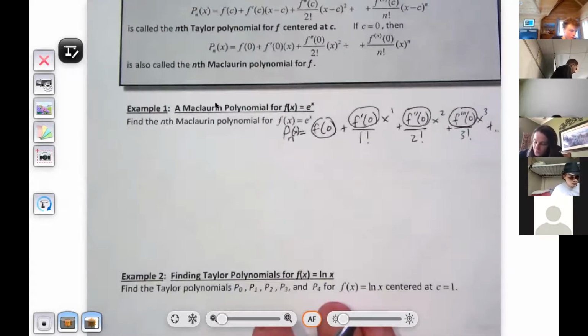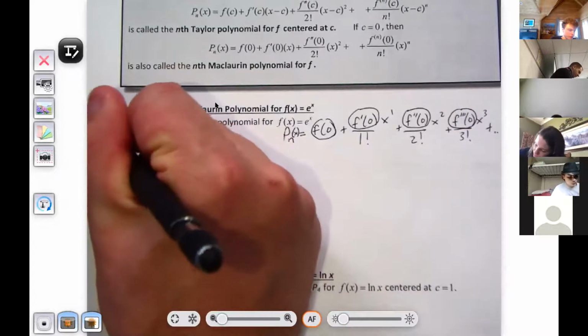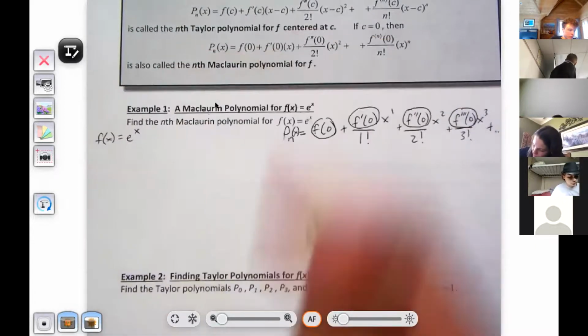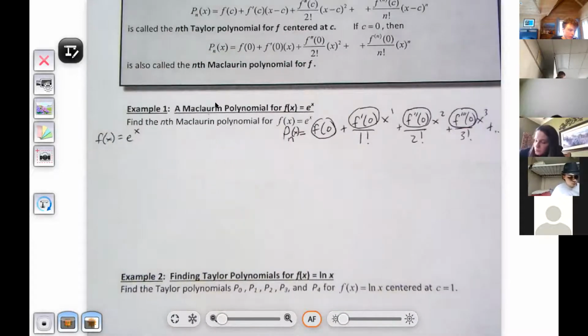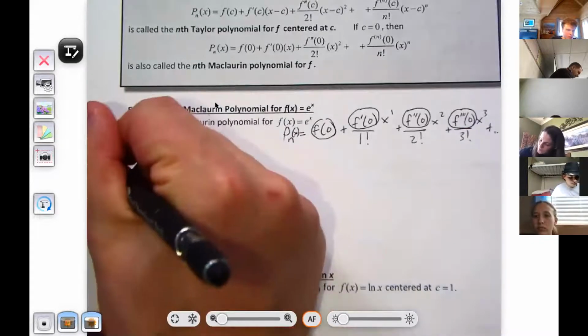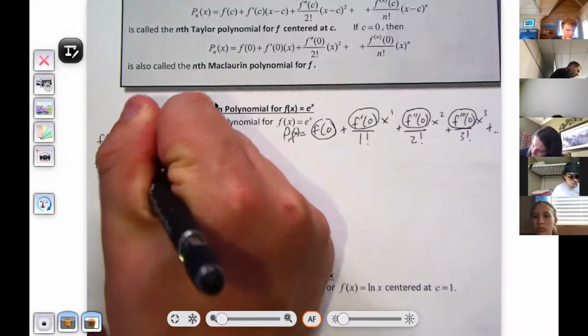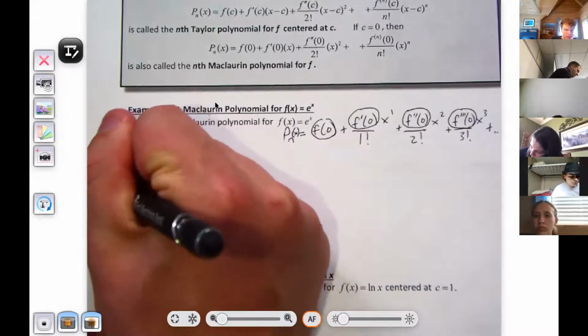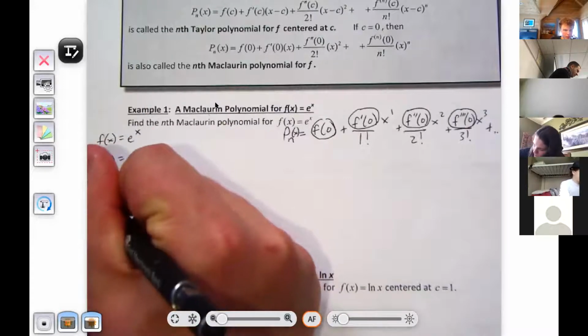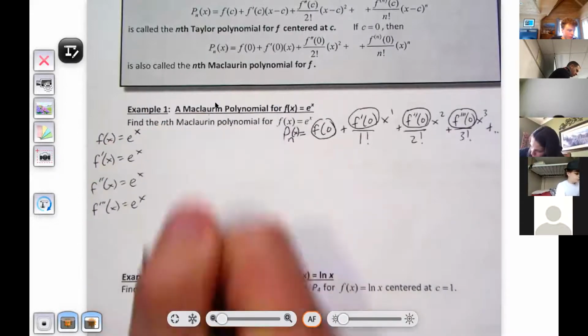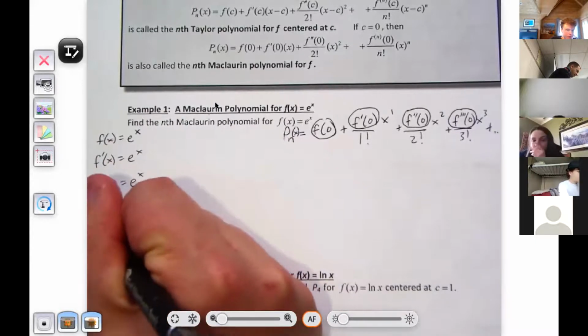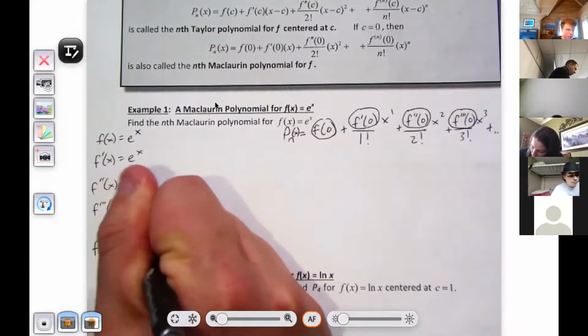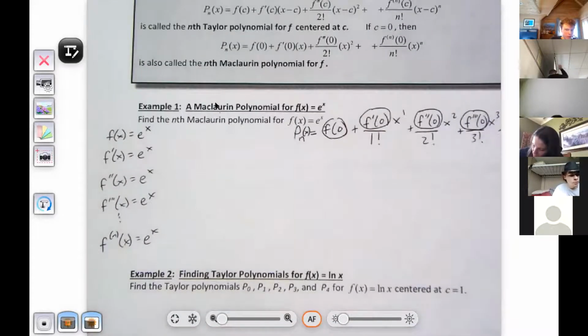We're dealing with e to the x, right? So f of x equals e to the x. The way I like to do these is completely up to you, but I'm going to write out a bunch of derivatives. This one's easy because they're all just e to the x. F prime is e to the x, f double prime, e to the x, f triple prime, dot, dot, dot, the nth derivative is e to the x. So I'm just going to list out a bunch of derivatives of the given function. E to the x is the most simplistic one.